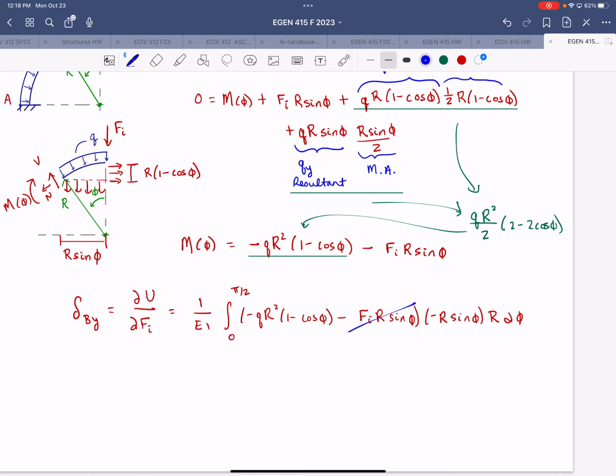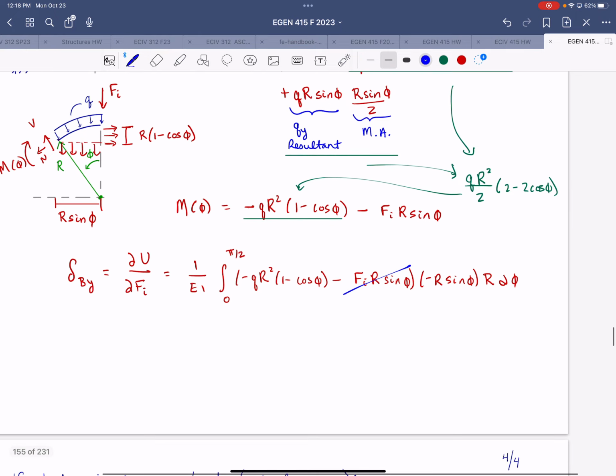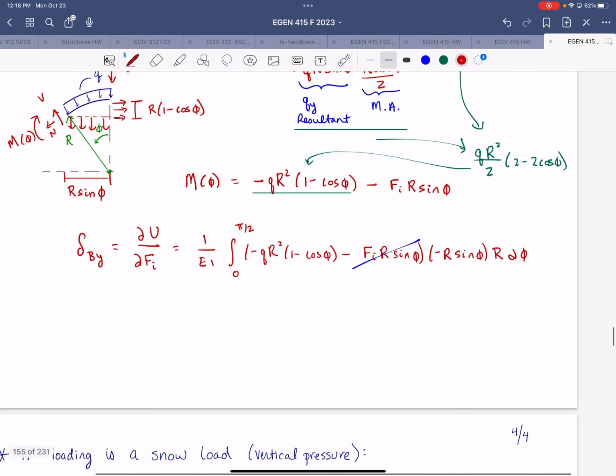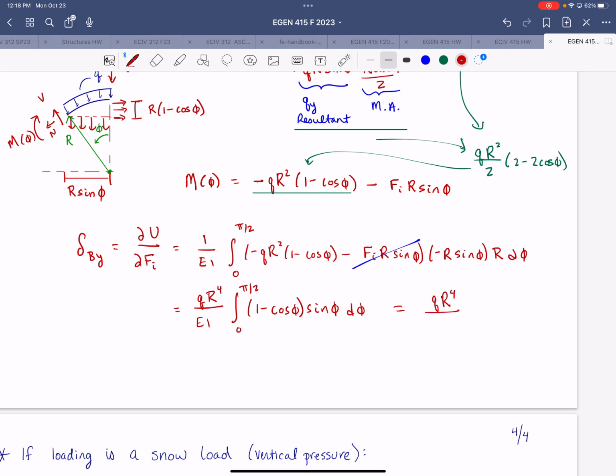Now that we have set that up, we get rid of the Fi R sine phi term. And this becomes, when we bring out constants to the front, QR to the 4th over EI times the integral from 0 to pi over 2 of 1 minus cosine phi times sine phi. And evaluating that integral, we get QR to the 4th over 2EI.